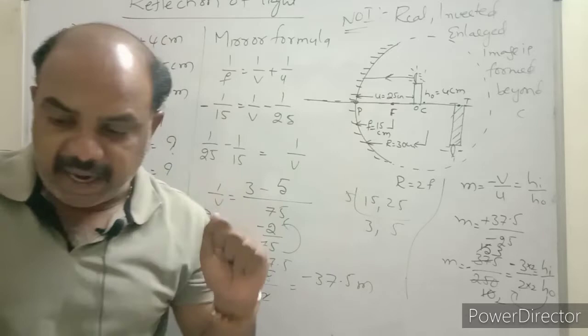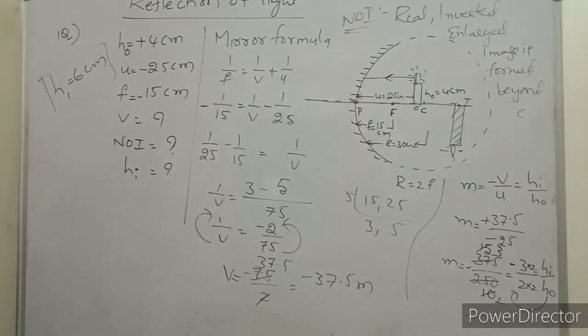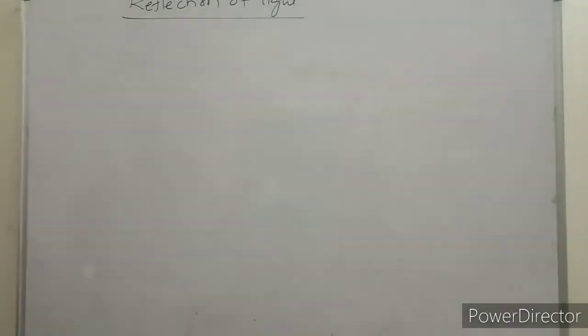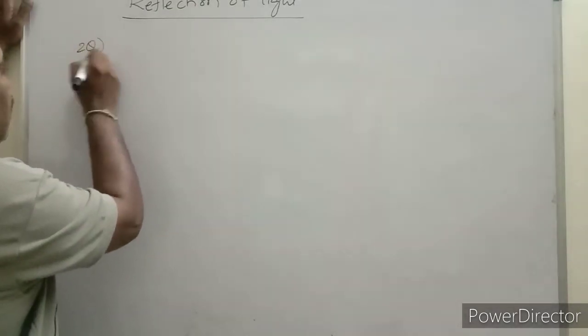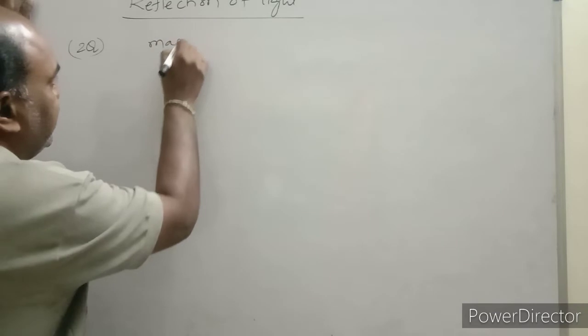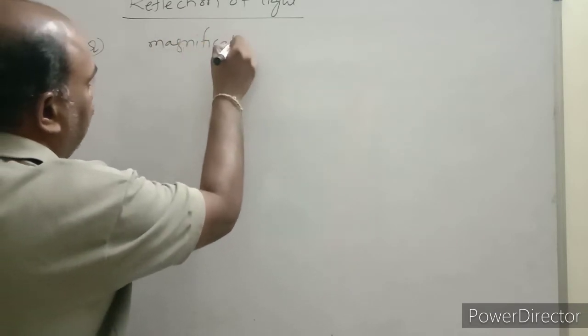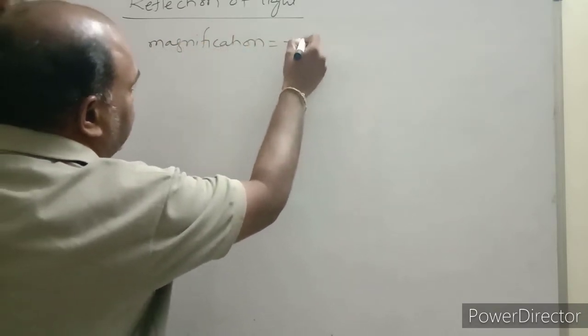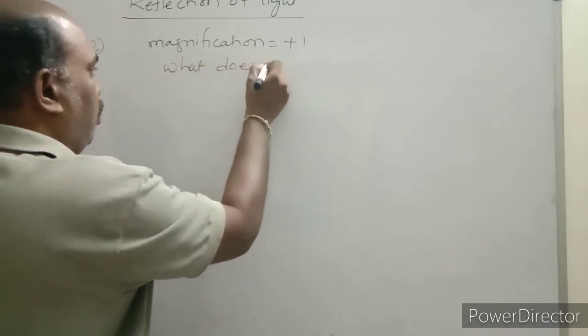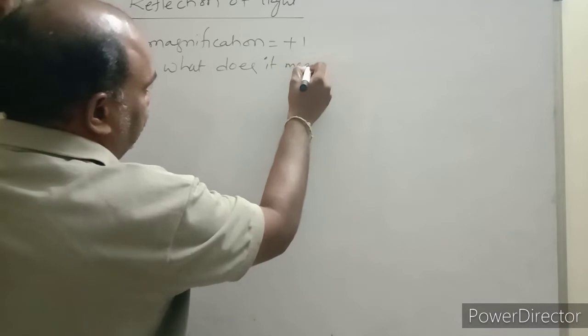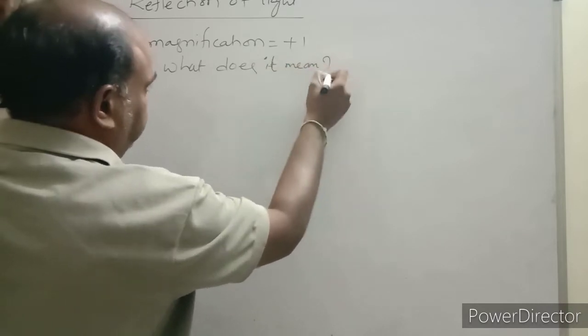Now we will see the second problem. See children, next question. Magnification is +1. Magnification is equal to +1. What does it mean? What is the meaning of this sentence?